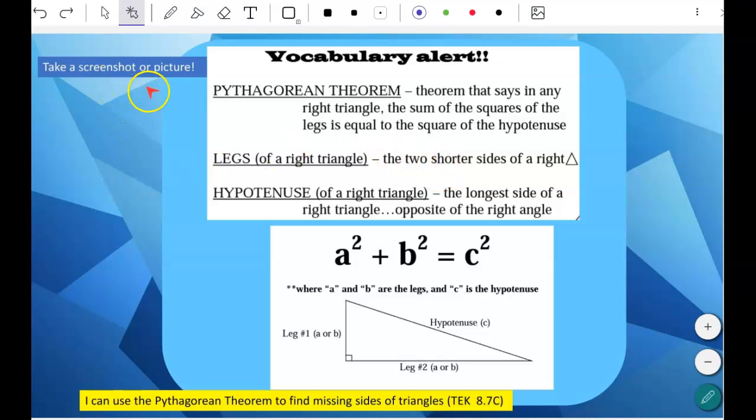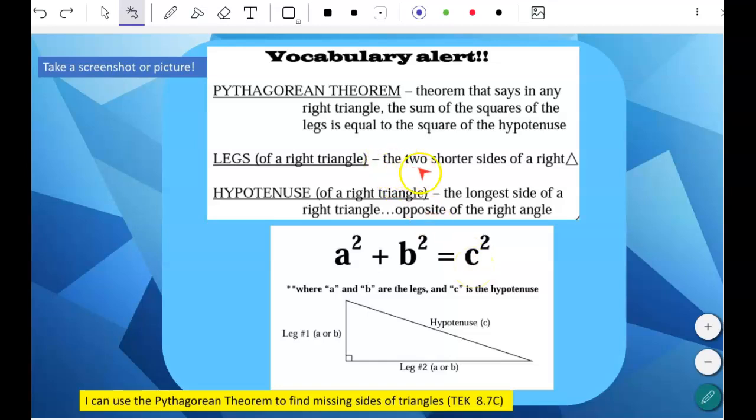So it might be easier just to take a screenshot, or if you want to write it down in your notes. So here's the Pythagorean theorem definition. The theorem says that in any right triangle, the sum of the squares of the legs is equal to the square of the hypotenuse. And we went over that in the last lesson, what the legs were. Remember, the hypotenuse is always across from that right angle, and it's the longest side. So you have your two legs, so you square those, and it's equal to the hypotenuse squared. And that's where we get the formula, a squared plus b squared is equal to c squared.